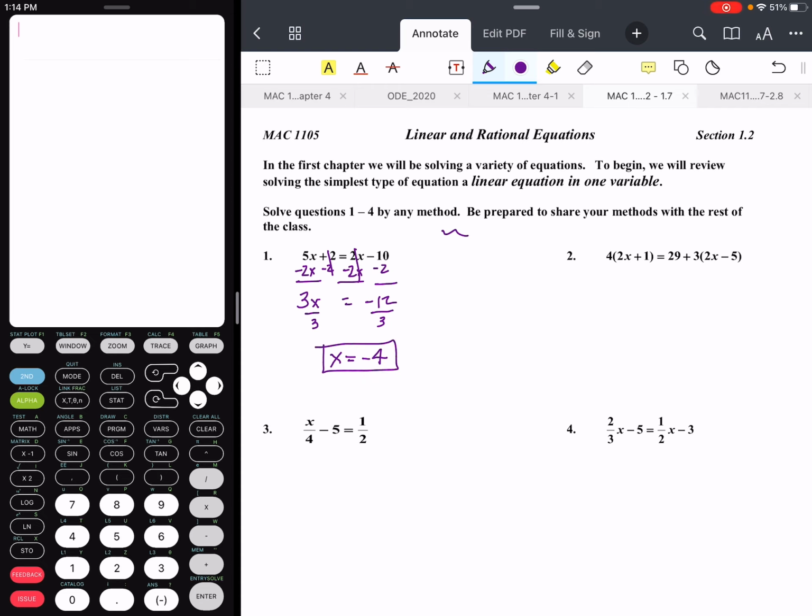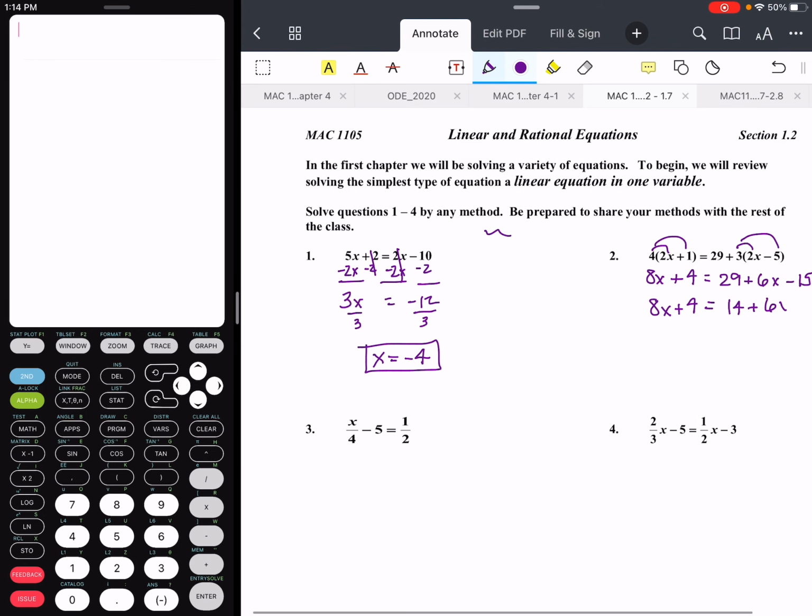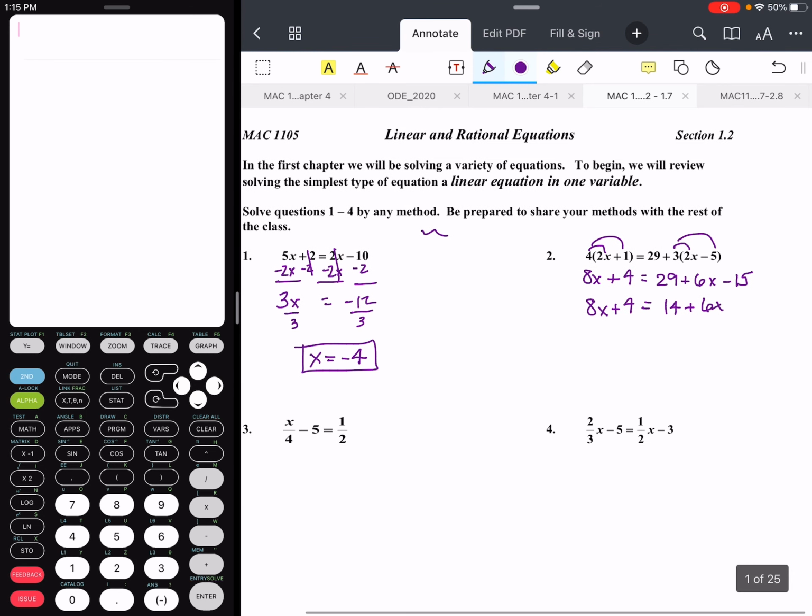For number 2, we'll go ahead and distribute. So this gives me 8x plus 4 equals 29 plus 6x minus 15. Combining like terms, 29 minus 15 gives me positive 14 plus 6x.